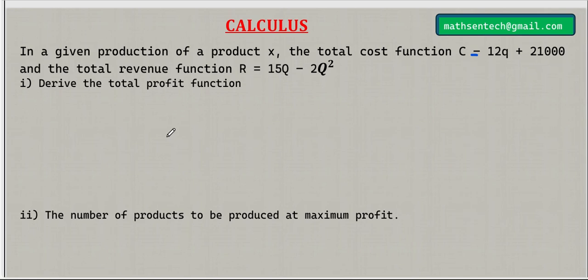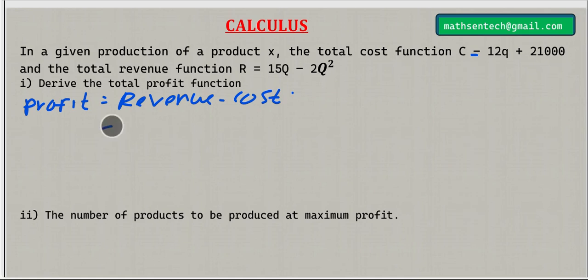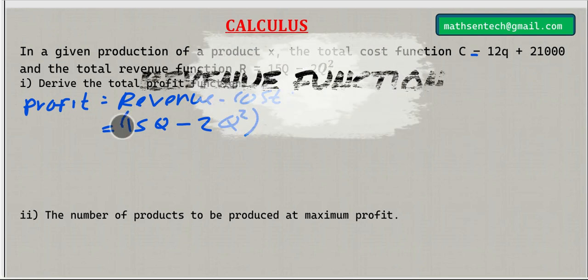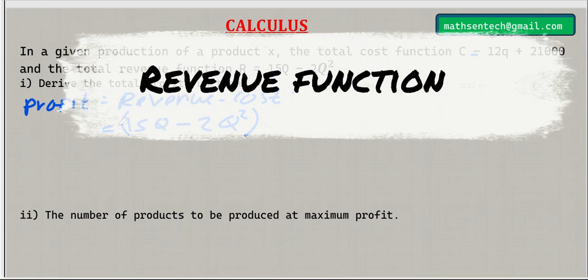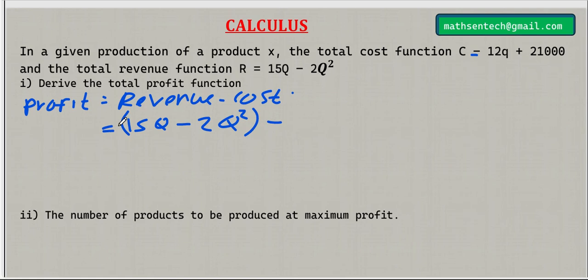When you get such a question, the first thing you do is, how do you get profit? Remember you've already said, to get profit, you do what? Revenue, all sales, minus what? Cost. So now we have been told to derive the total profit function. You already have the revenue function, which is 15Q - 2Q squared. So this is the revenue function, minus the cost function. The cost function is (12Q, remember to put the brackets, + 21,000).